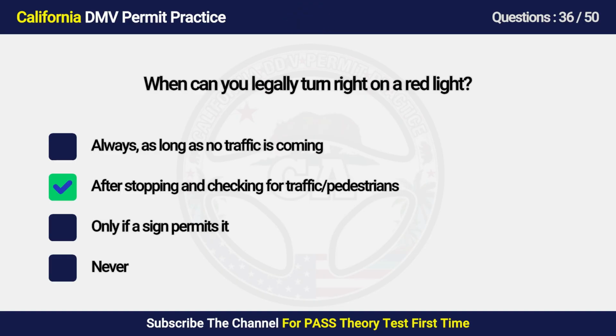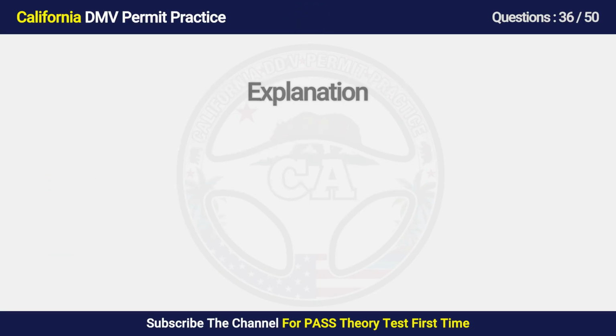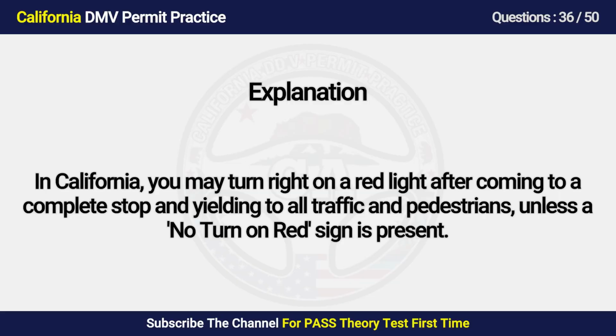Answer is B. After stopping and checking for traffic. In California, you may turn right on a red light after coming to a complete stop and yielding to all traffic and pedestrians, unless a no turn on red sign is present.